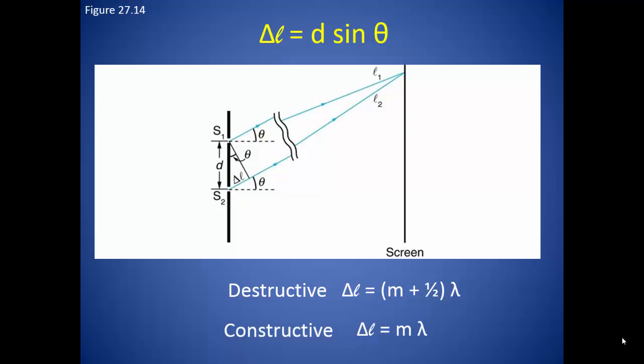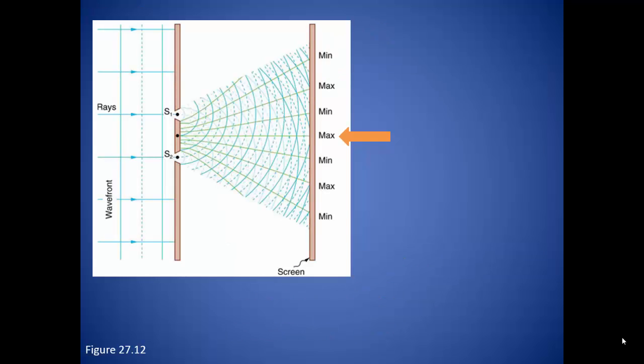Constructive interference occurs when the path length difference is a whole integer of wavelength. So if d sine theta is equal to some whole number integer of the wavelength, then there will be constructive interference. If we go back to that interference pattern, we see again that there are alternating bright areas and dark areas. The center maximum would be a change in path length of 0 because there is no difference. So m equals 0, and we call it the central bright fringe.